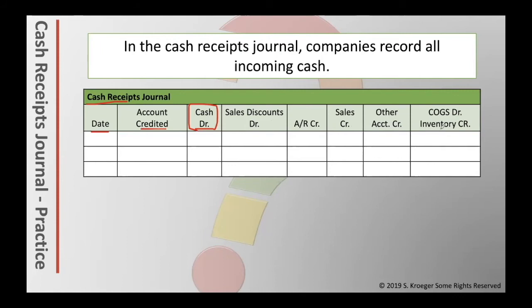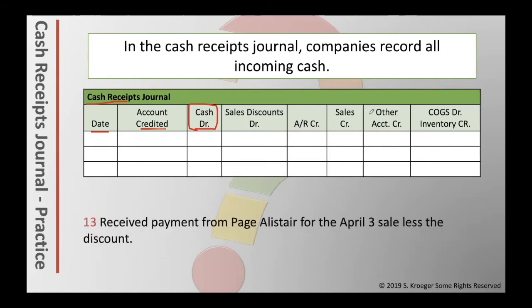We're not going to be using all these columns every time, but we would pick which one. We're definitely going to use cash debit every time. And then why are we receiving cash? What's it from? And we would pick the appropriate columns. It's really good to think about what the original journal entry would look like and then find the right columns up top. On the 13th, we received payment from Paige Alastair for the April 3rd sale less the discount.